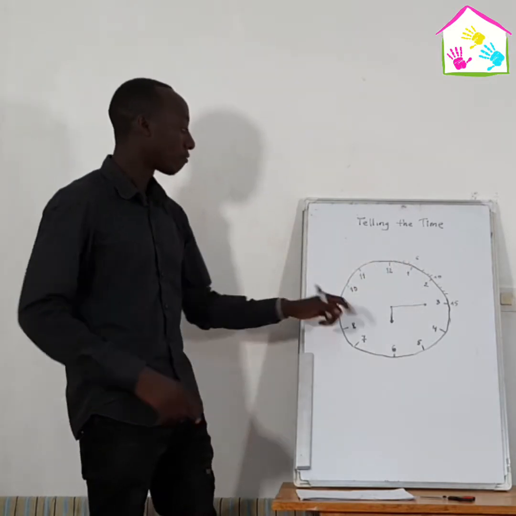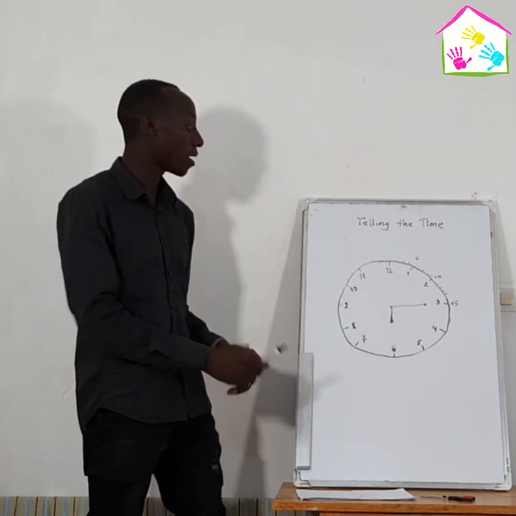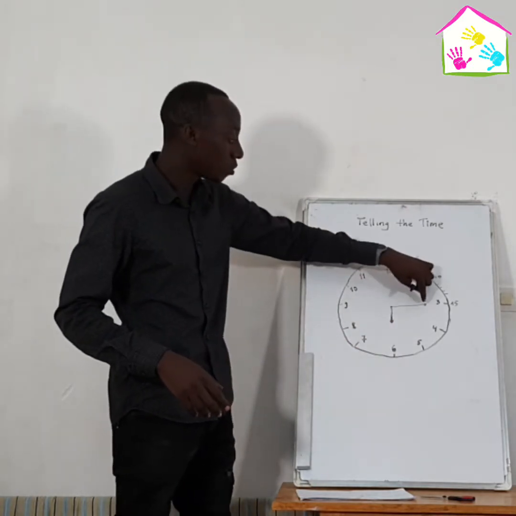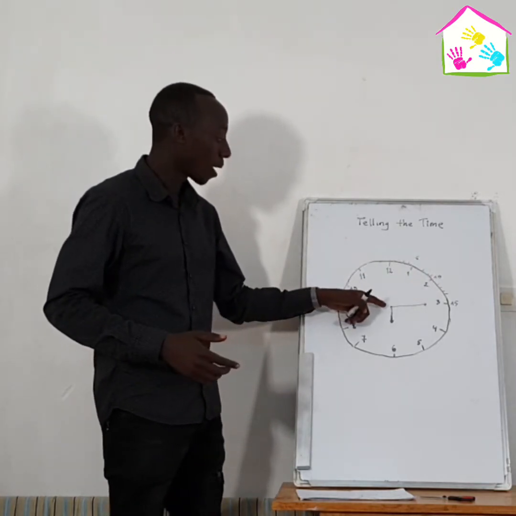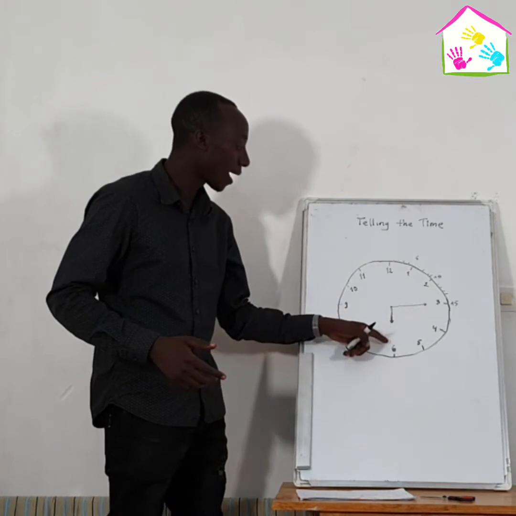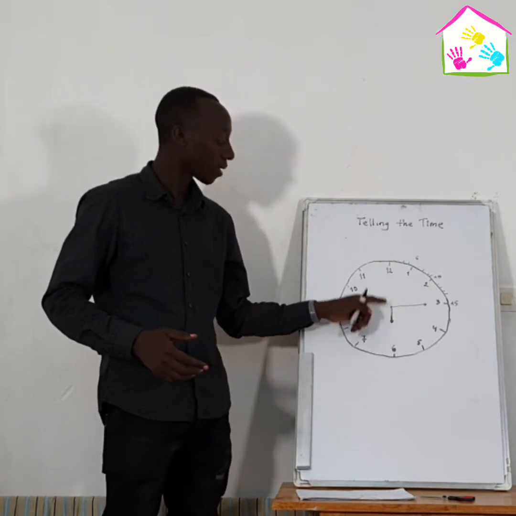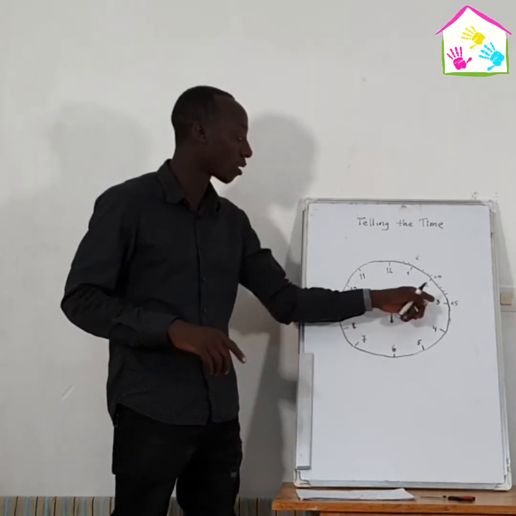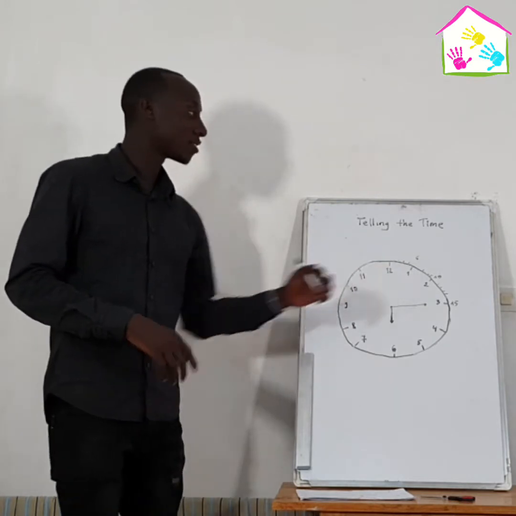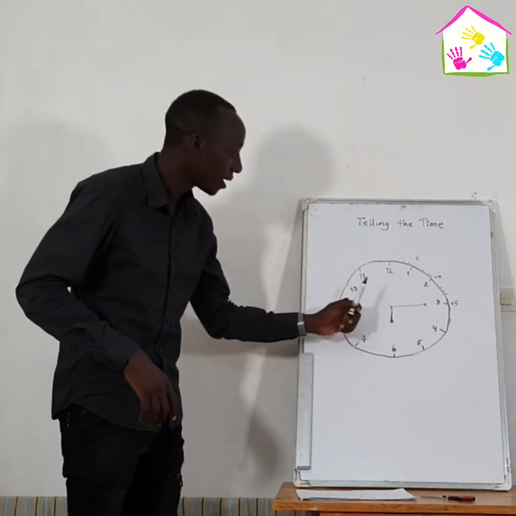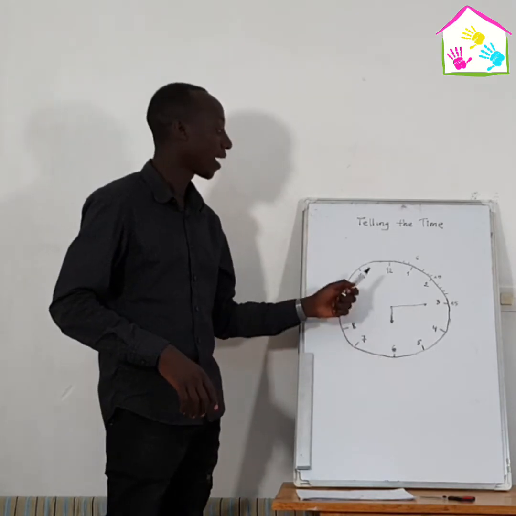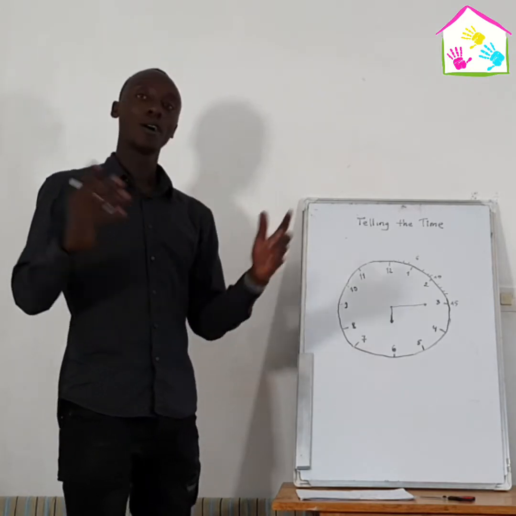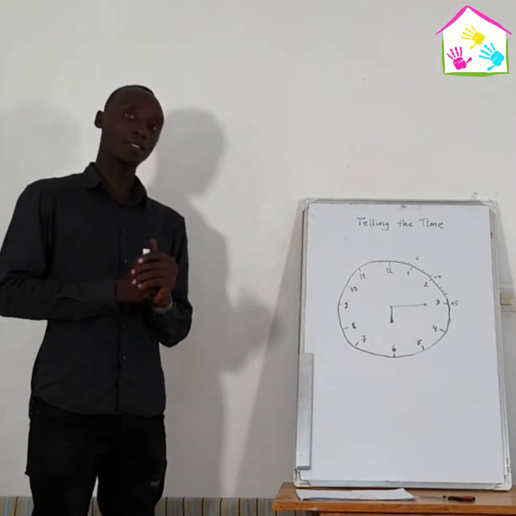So for the short hand, when it points at 6, it is 6 o'clock. We talk about 6 o'clock when the short hand points at 6. So I'm not talking about this one for minutes. So you can see here we have the short hand pointing at 6 and the long hand pointing at 3. So who can tell us the time it really is?